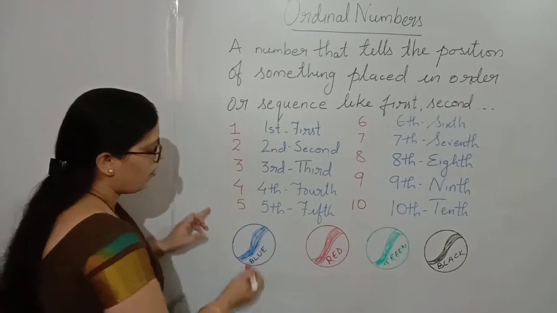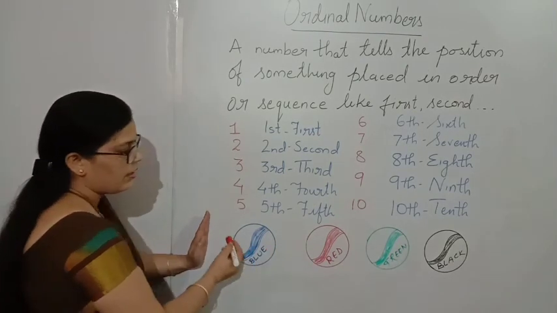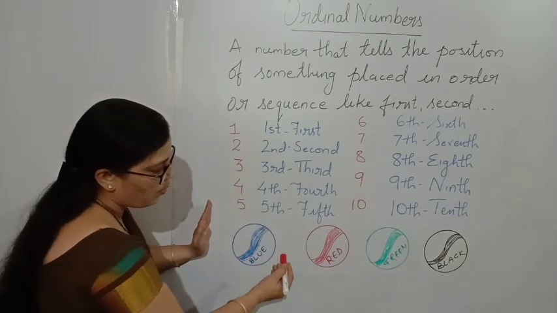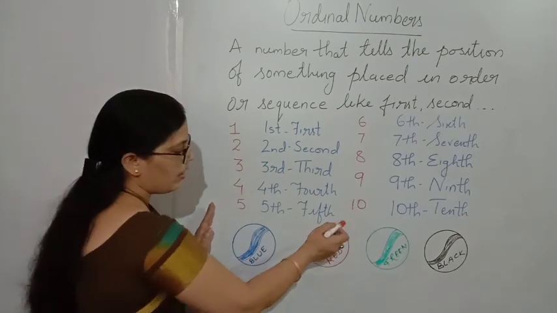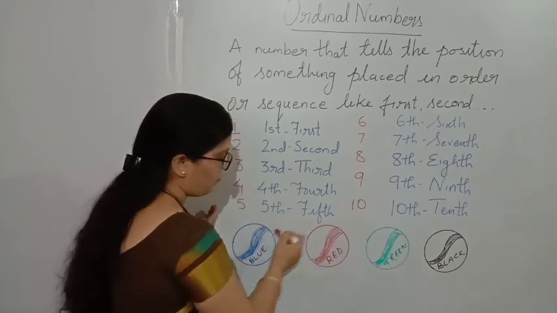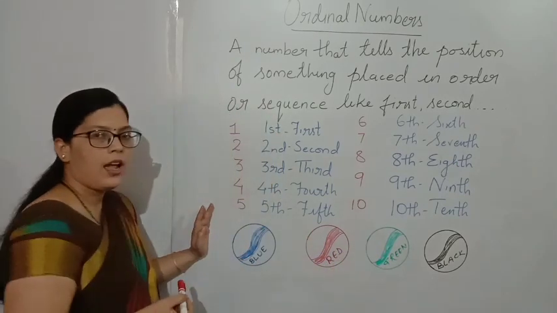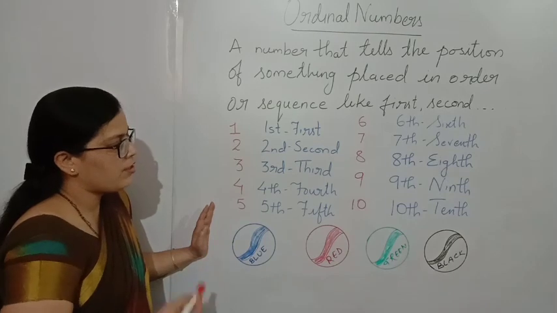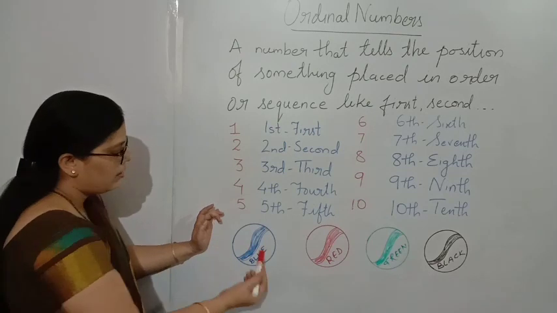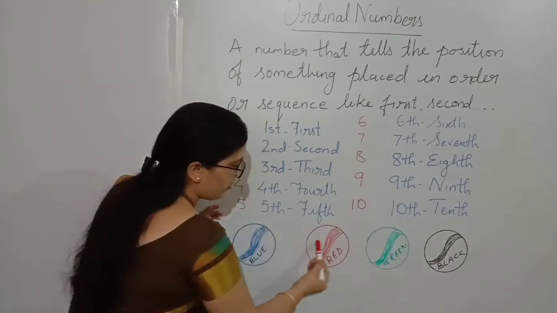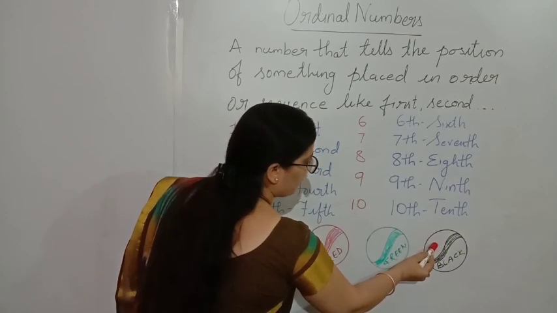Now if you start from the left side, can you tell me which ball is at third place? What is the position? First, second, third. It is green. Now if I ask, what is the position of the black ball? We'll go like this: first, second, third, and fourth. The position of the black ball is fourth.